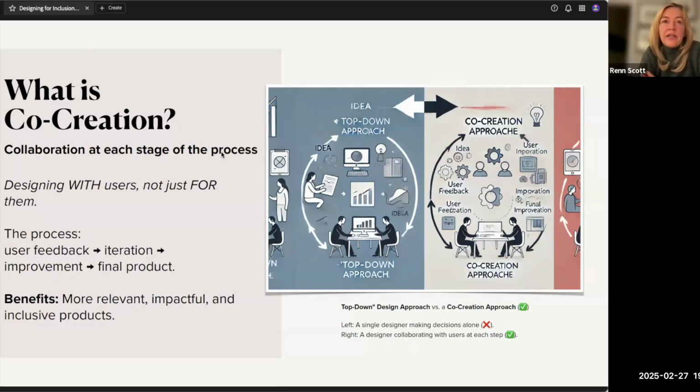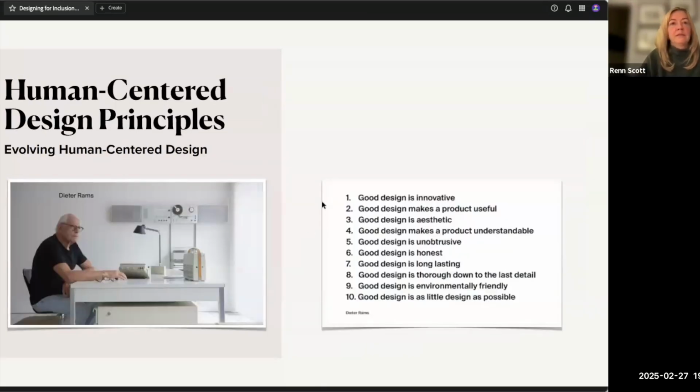Who on the call has heard of a designer called Dieter Rams? I see a few hands up. One or two. Kim, Lauren, thank you. So for those of you that may not know, Dieter Rams was more popular in the 70s, perhaps. Someone give me a specific timeline.